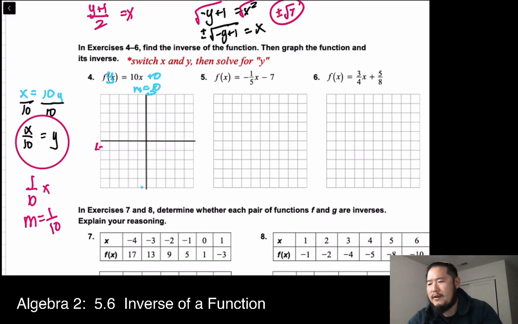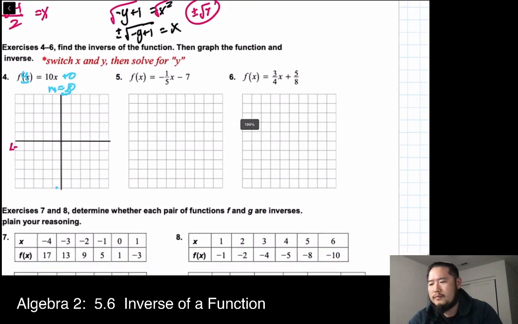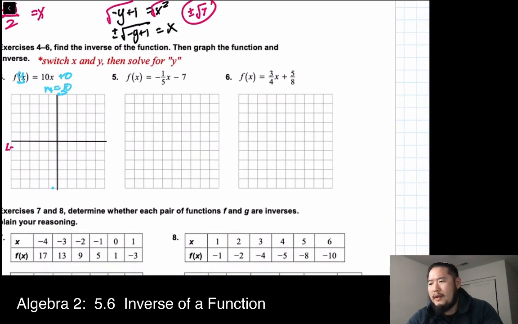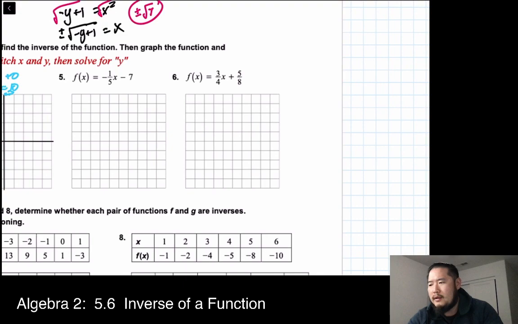Let's take a look at number 5 right here. So step 1, I'll take the function and switch x and y. So this will be x, and I'll put it over here to the side. We got x is equal to negative 1/5 y minus 7. So let's get x by itself. We'll go through the steps. Let's add 7 to both sides. So now I have x plus 7 is equal to negative 1/5 y.